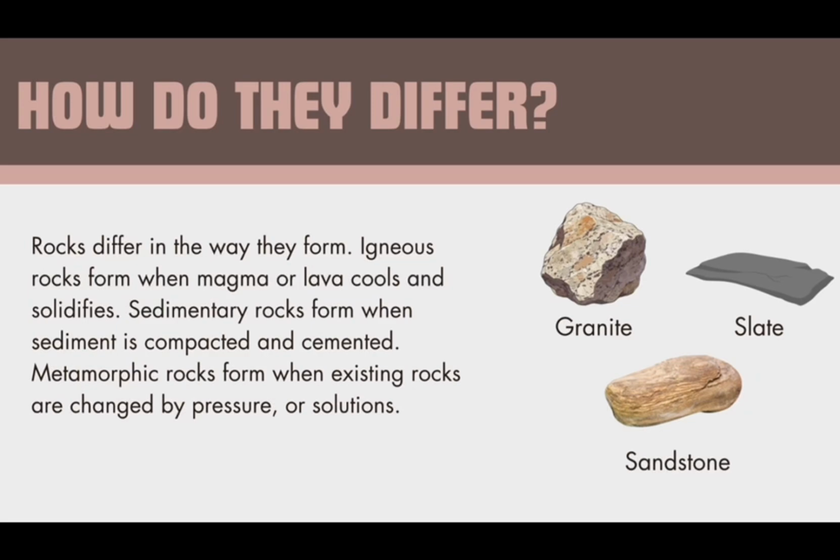Rocks differ in the way they form. Igneous rocks form when magma or lava cools and solidifies. Sedimentary rock forms when sediment is compacted and cemented. Metamorphic rocks form when existing rocks are changed by pressure or solutions.